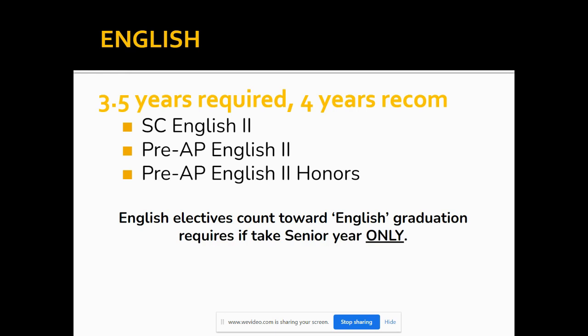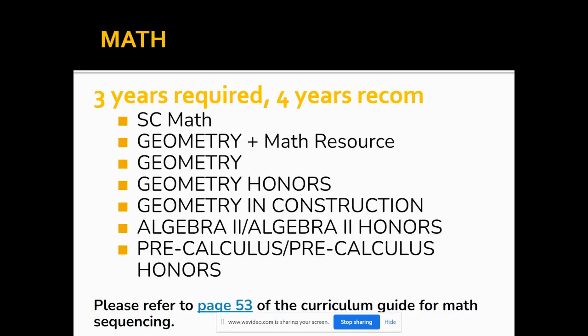All sophomores will take a form of English 2 next year to work towards their 3.5 years of English for graduation. English 4 is recommended senior year, especially for college-bound students. However, please keep in mind that English electives only count towards your English graduation requirement your senior year.